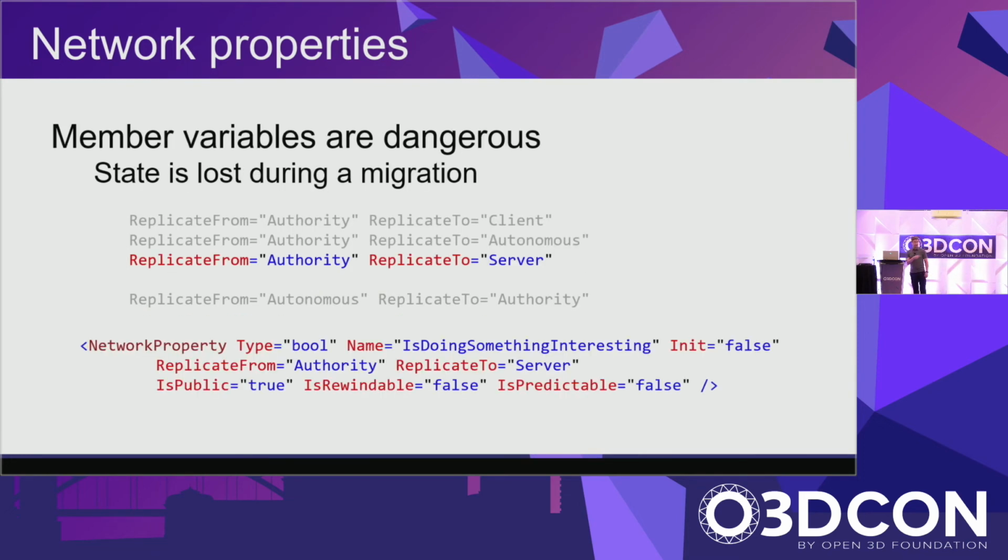So the Boolean member variable example, this is what you'd want to do instead, right? You'd want to actually create a network property, bool, something interesting, set your rules for replicate from authority, set it to the server, and everything will be good. This means if your entity migrates, whether it's expected or unexpected, your state is going to be preserved and it'll continue functioning correctly.